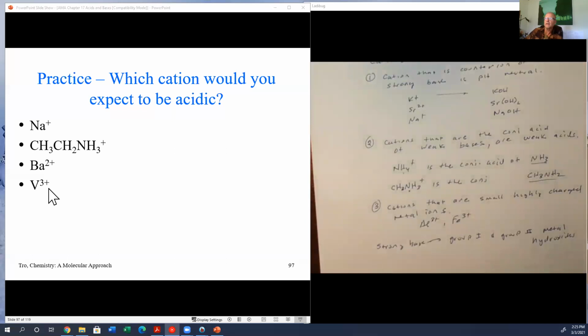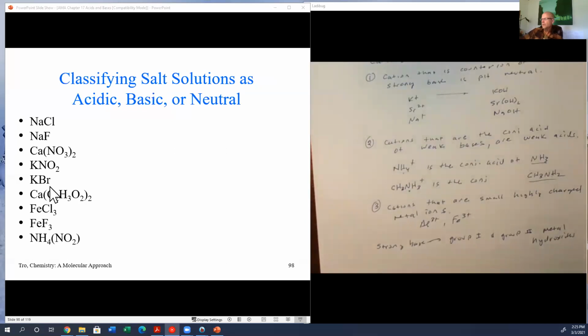I don't think there are any even above that. It's just pretty much 3 plus. Okay, so let's go through this whole list. Now these are compounds, and we want to decide for each compound, is it acidic or basic? When you have a compound, you have to look at both ions, right? Because all of these ionic compounds, when they go into water, they ionize, they dissociate into their ions.